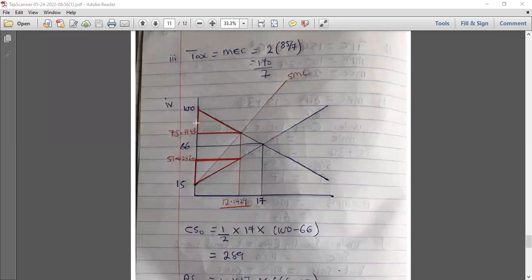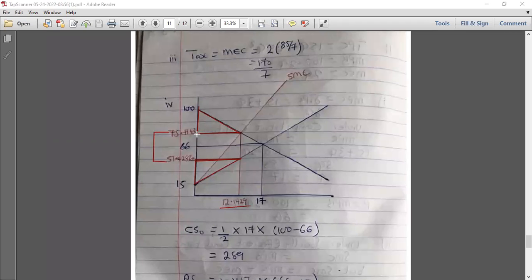So this one is also half base and height. The base is the socially efficient output, and the height will be 100 minus this. And then for the PS, this is the base, and then there's the height. This minus the intercept. Okay. And then the per unit tax is this one, the difference between this price and this price. And you get the same answer if you put the socially efficient output into the marginal external cost. Okay, so that is how we get the changes in the CS and the PS.